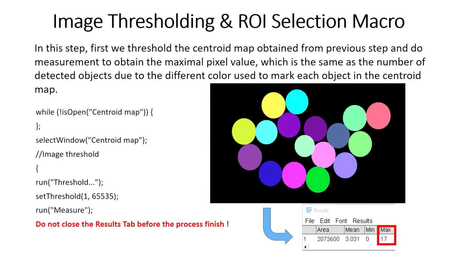In this step, first we threshold the centroid map obtained from the previous step and do a measurement to obtain the maximal pixel value. Here's the maximal pixel value, which is 17 in this case, and it is the same as the number of detected objects due to the different color used to mark each object in the centroid map. Because the centroid map results in several different colors, we can use it to do thresholding, and the measurement will also show the total number of eggs detected.